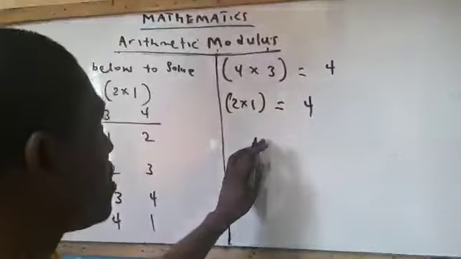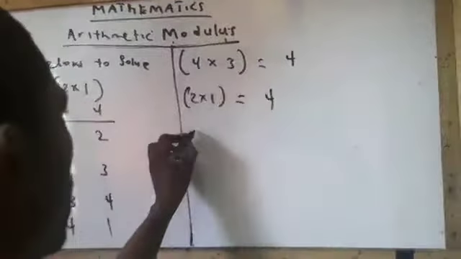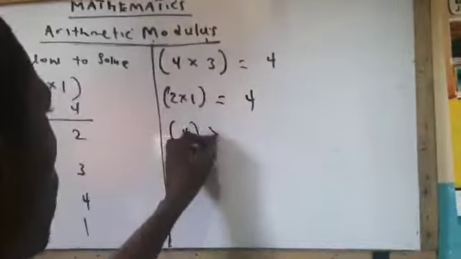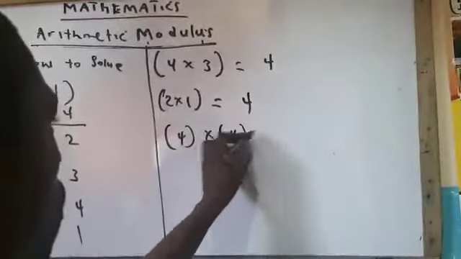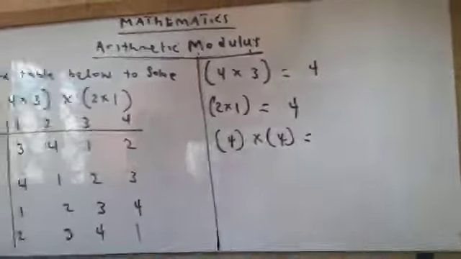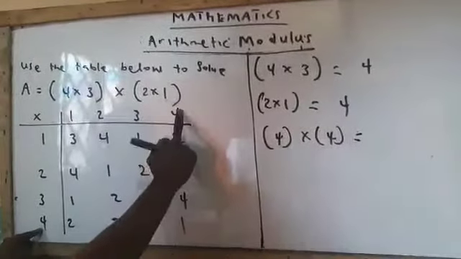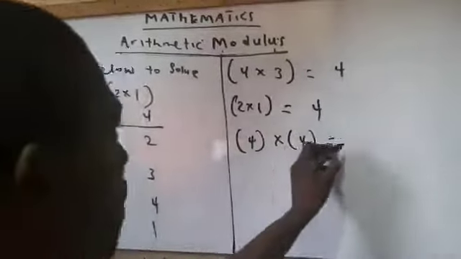So what I'll do is to combine it now. So I have my new one, which is 4 times, under this I have it as 4. Then I'll study the table again. 4 times 4. That gives me what? 1. That means my answer is 1.